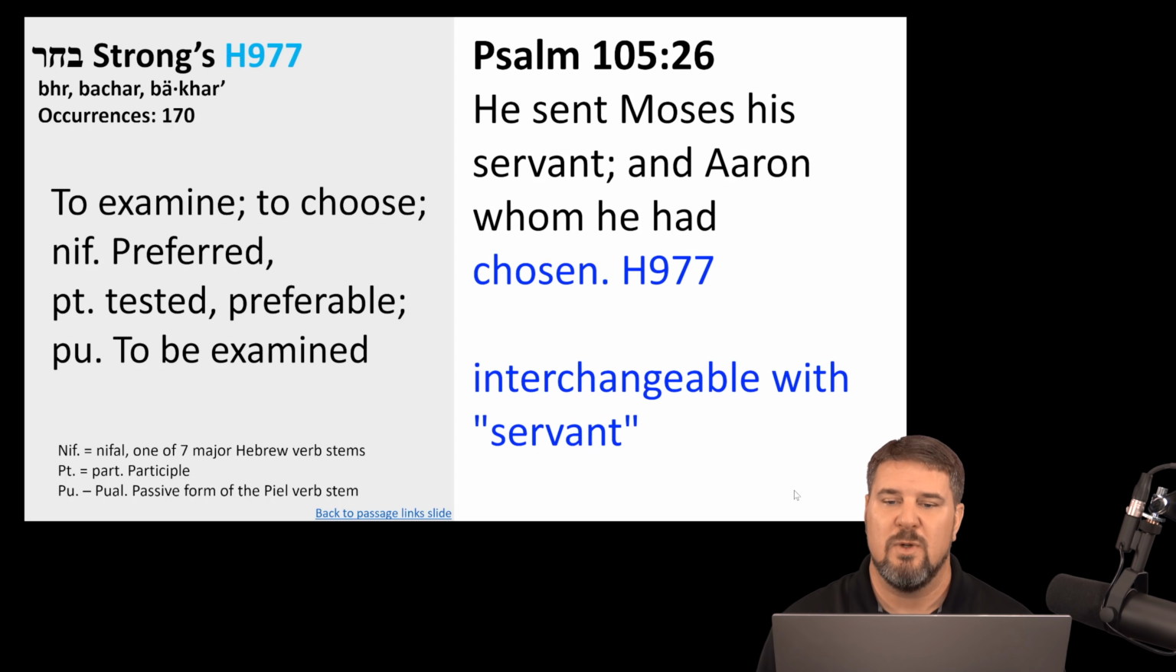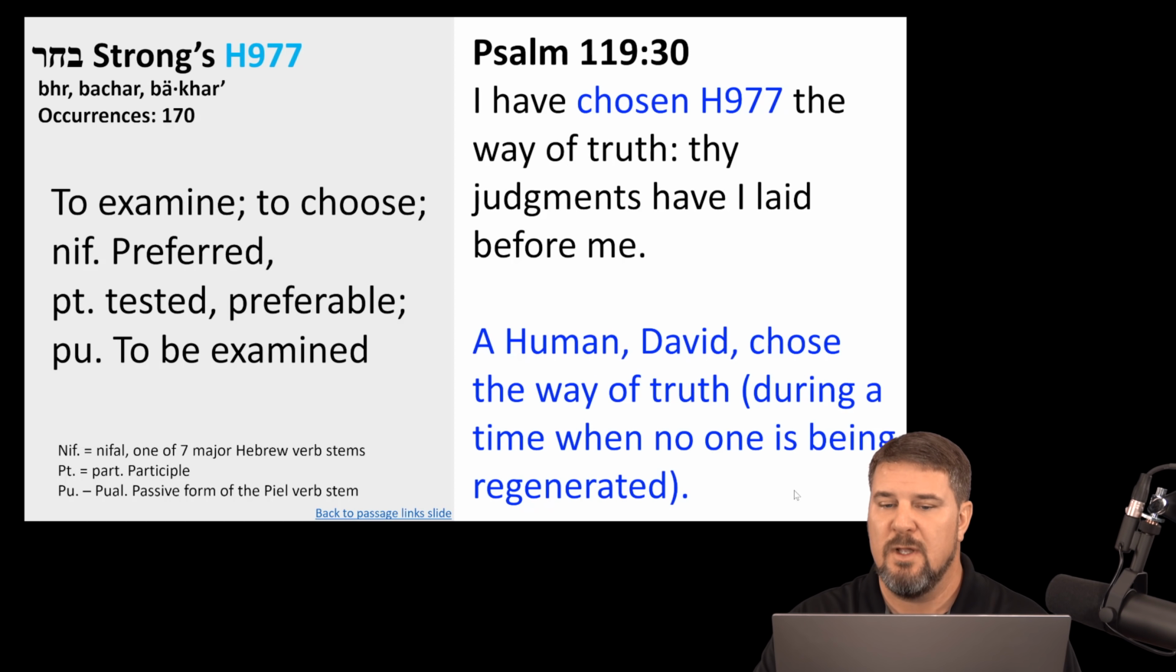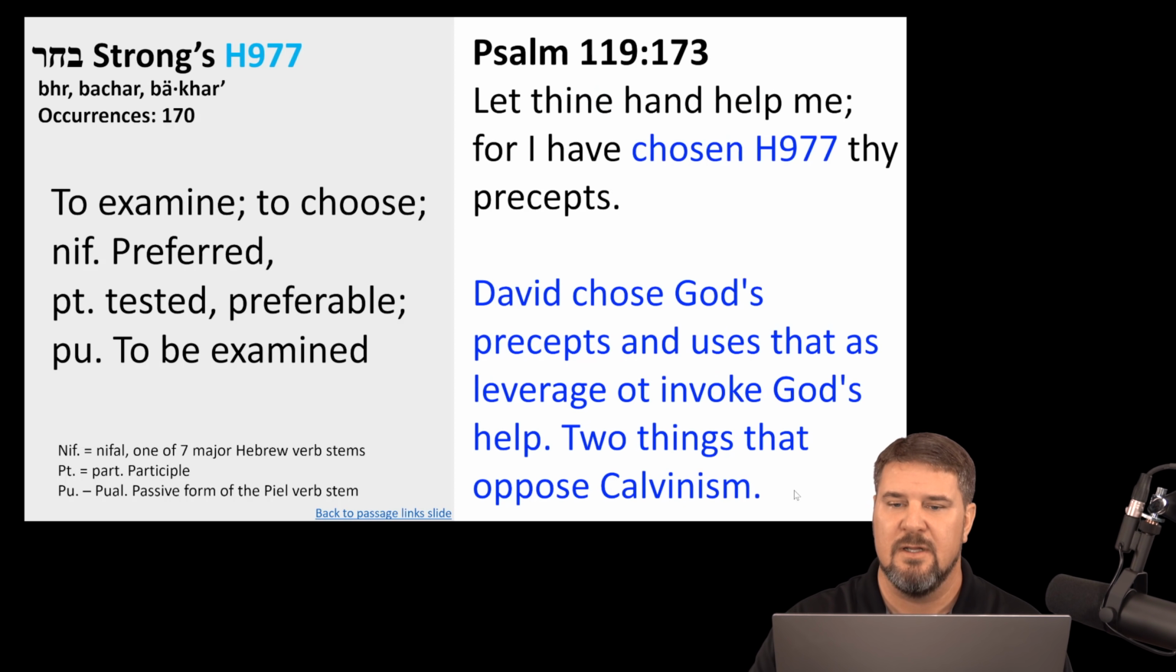Psalm 105:26, he sent Moses his servant and Aaron whom he had chosen. And again, you see here, being chosen is interchangeable with servant. Psalm 119:30, I have chosen the way of truth, thy judgments have I laid before me. A human, David, chose the way of truth during a time when no one is being regenerated. Disproves total depravity. Psalm 119:173, let thine hand help me, for I have chosen thy precepts.